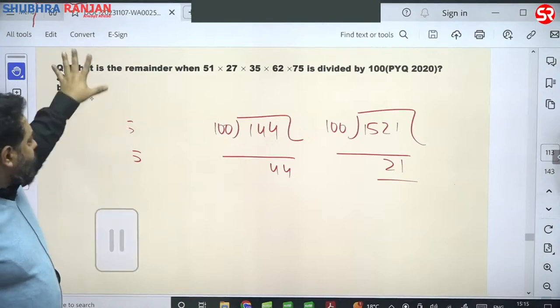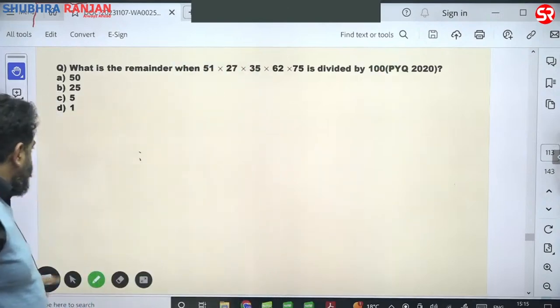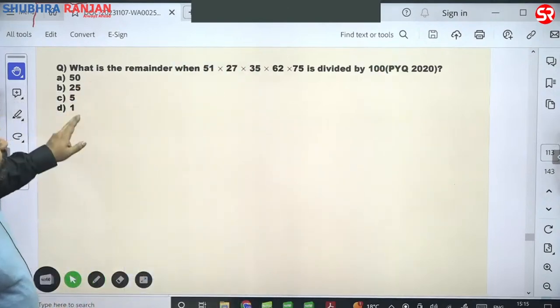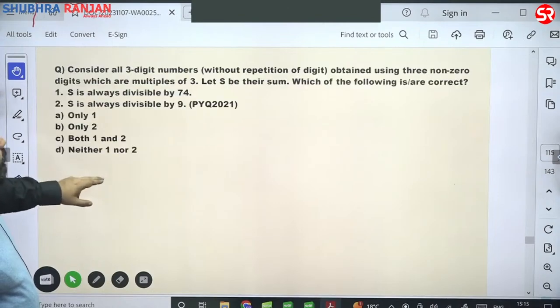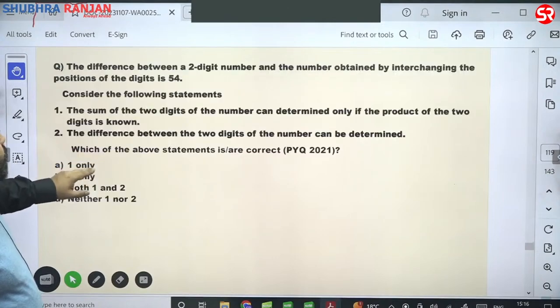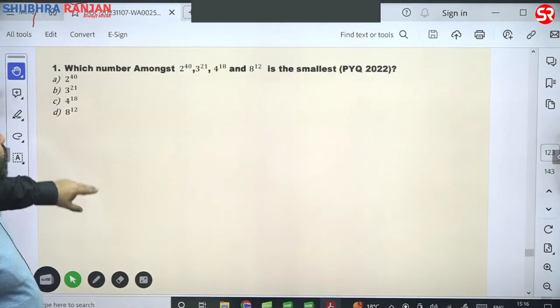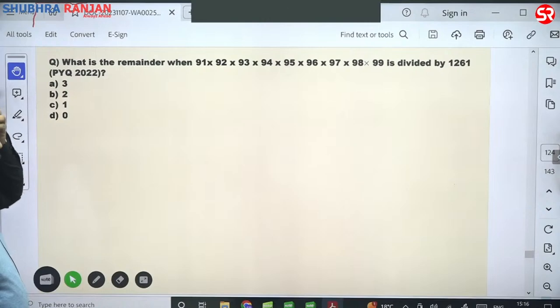Okay, चलो एक और क्वेश्चन करते हैं ना. Same kind. Don't worry. चलिए next again, guys. Same kind of question. See UPSC experimenting with the question. 2021. He says, what is the remainder when 91 into 92 into 93 into 94 into 95 into 96 into 97 into 98 into 99 is divided by 1261?